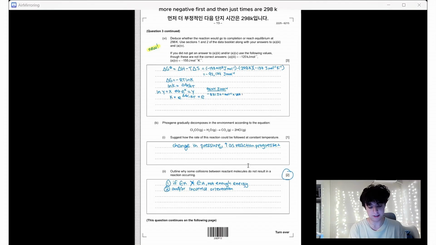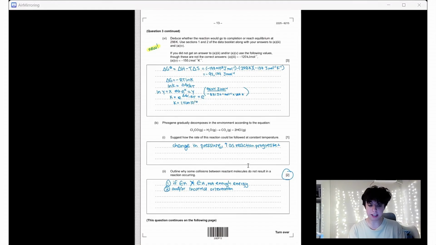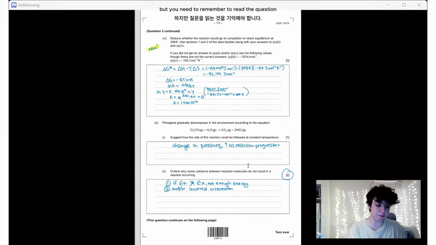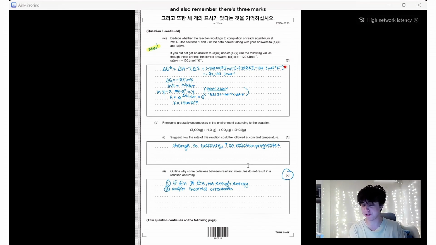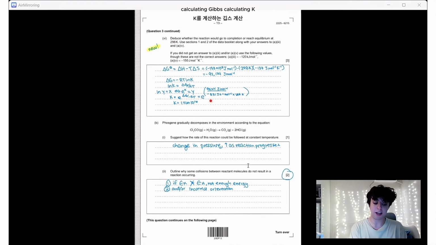298 K. And so if you put this all in your calculator, you end up getting that K is equal to 1.46 times 10 to the 16th. You may want to stop here, but you need to remember to read the question and also remember there's 3 marks. This makes sense with the 3 marks: calculating Gibbs, calculating K, and then finally answering the question, which is whether this reaction would go to completion or reach equilibrium. And so we're going to say K is giga large.